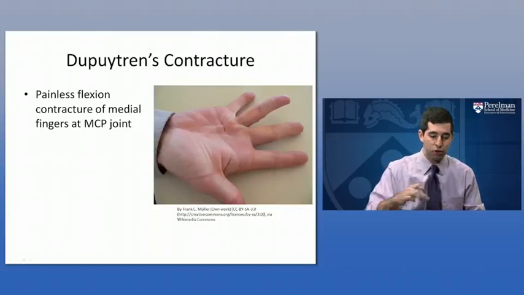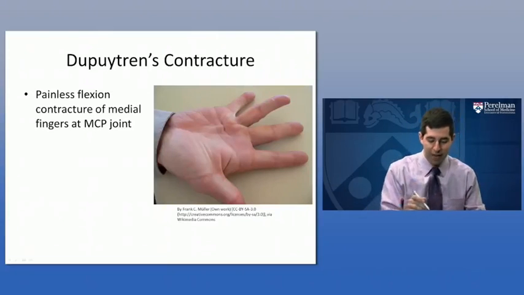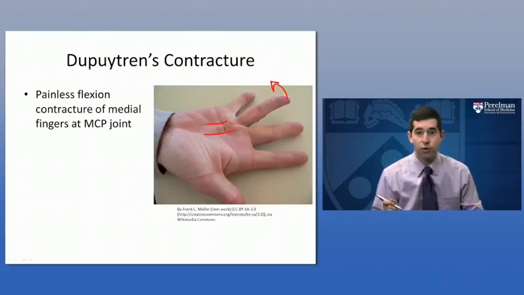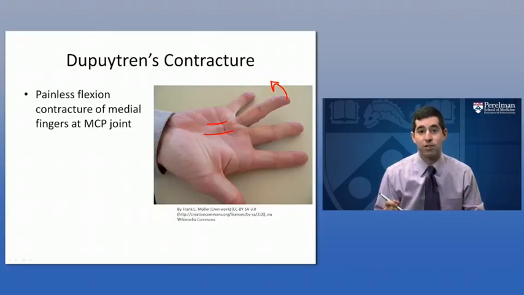this is a painless flexion contracture of particularly the medial or ulnar-sided fingers at the MCP joint. And you can see certainly in this person's hand, you see this cord or band of connective tissue here, which is causing this finger, the fourth finger, to start flexing. This is somebody who would not be able to extend that fourth finger all the way and get it flat on the table. In this example, they are extending as much as they possibly can.